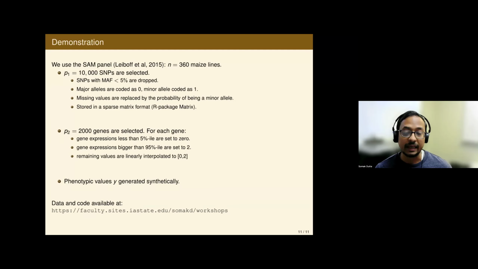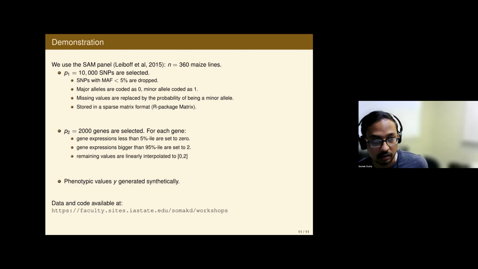And we selected 2,000 genes out of these 39,000. And for each gene, we pre-process them. The values that are less than the 5 percentile for that gene are set to 0. The gene expressions bigger than the 95 percentile are set to 2. And the remaining values between 5 percentile and 95 percentile are linearly interpolated to the interval 0 to 2. So all these gene expressions are scaled to 0 to 2. This is also the practice in Leiboff et al.